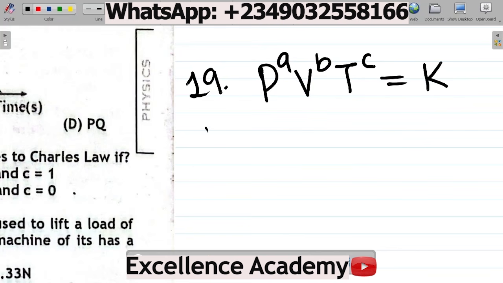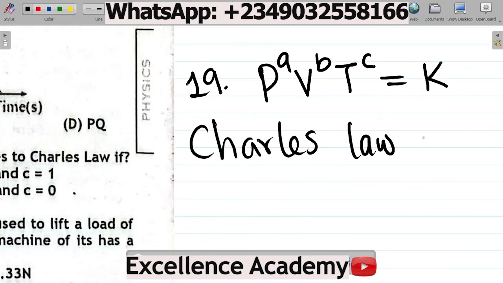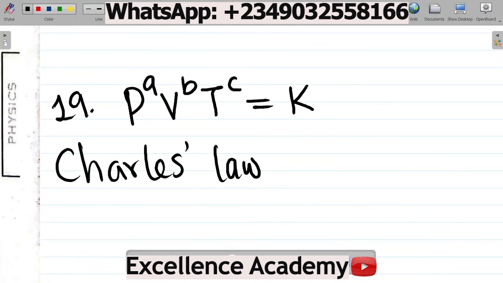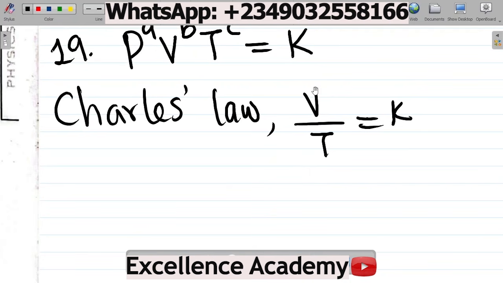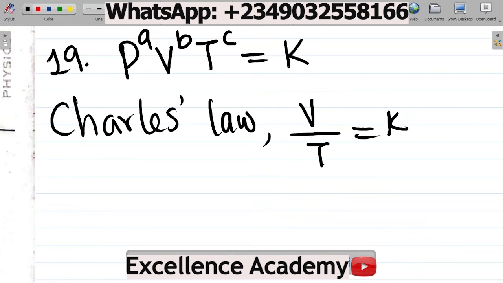Let's make this Charles' law. The first thing for Charles' law, we know that you have V all over T is equal to K. So how do we transform this to V over T? The first thing you notice is that for Charles' law, P is not present. To make P disappear, we'll take this to be 0, because P to power 0 gives you 1, and 1 times anything is that thing. So that one is gone.